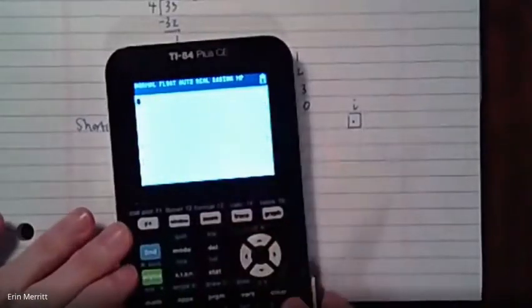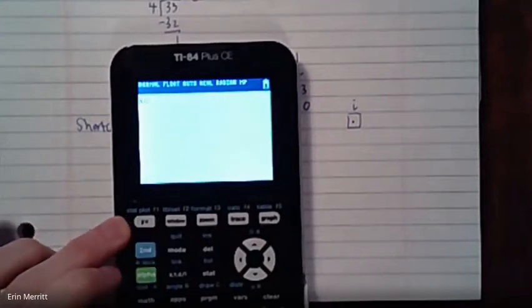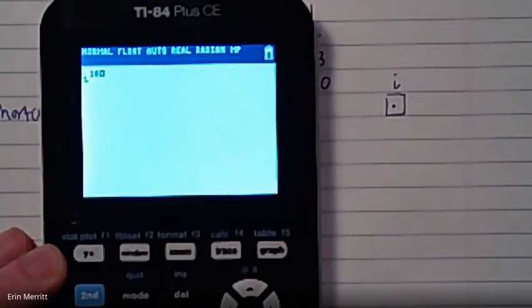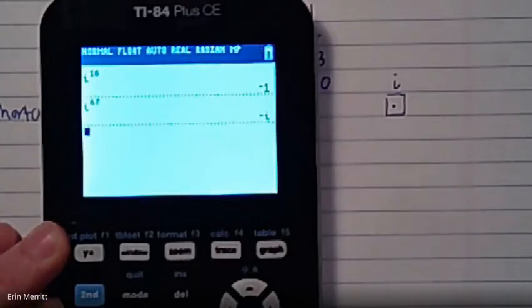All right. So we did i to the 10th before. If I hit second and then the decimal, that i is going to appear, and then you can raise it to the 10th power, and there it gives you -1. If I do i and raise it to the 67th power, on my calculator it works. Depending on your calculator, if it's a little older, it may give you a little trouble with the higher exponents.